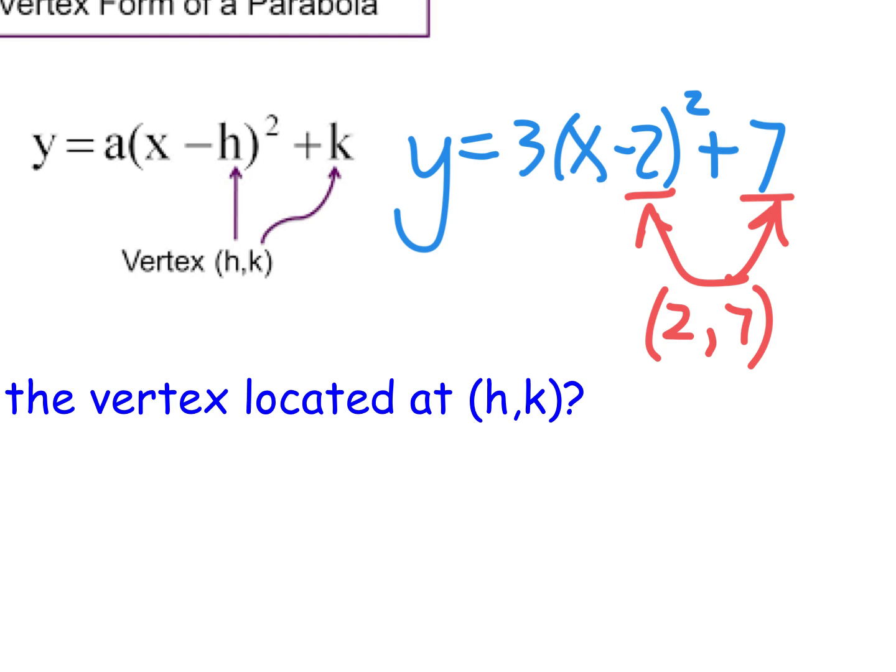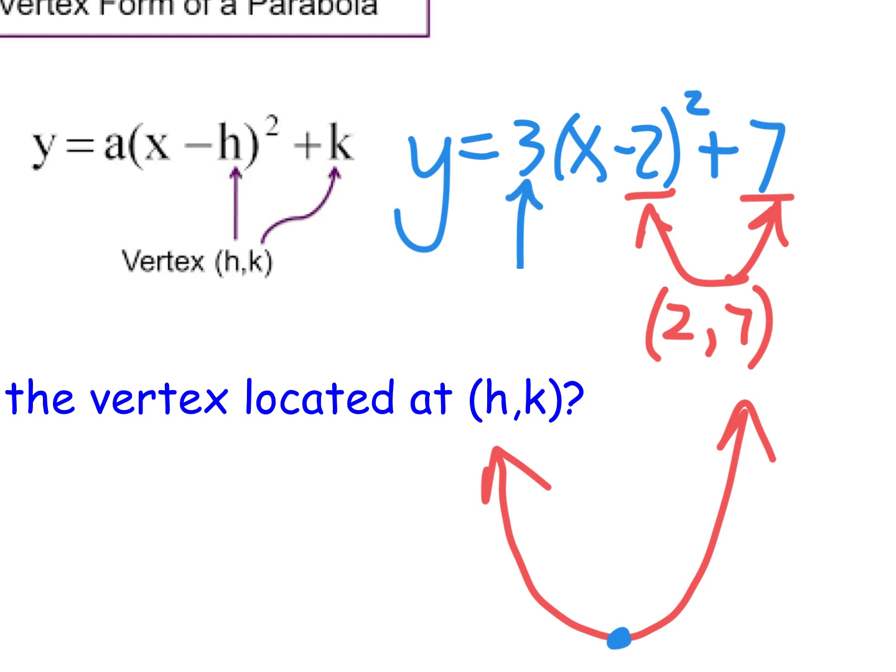Notice I didn't say negative 2. It's the opposite of the number inside. And then that number on the outside, that's the vertex. There's only one vertex on the whole parabola. It's like the most important point. You know what? There's an infinite number of points on a parabola, but there's only one at the very bottom of it. Or if you flip it over, there's only one at the very top of it. All right, so that vertex form is really important.